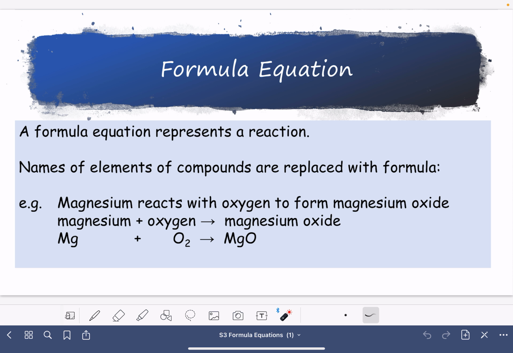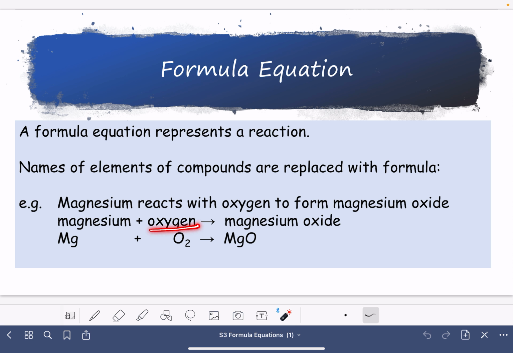We can change that into a word equation by placing plus signs between the names of elements and compounds and arrows that indicate the reactants on the left and the product on the right. So this stage we should all be happy with doing so far. Today we're going to add in the next step, which is substituting the formula for the name. So instead of writing magnesium, we just put in the symbol for magnesium, Mg.